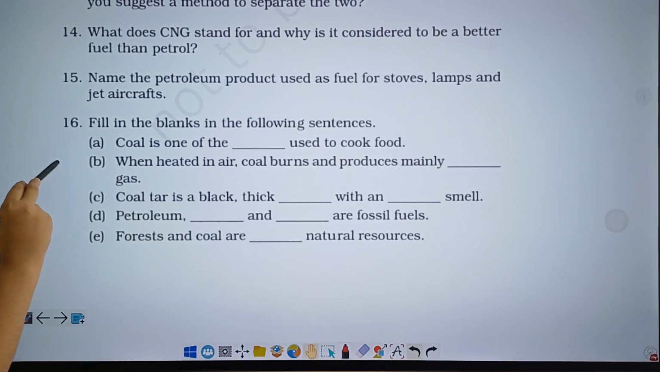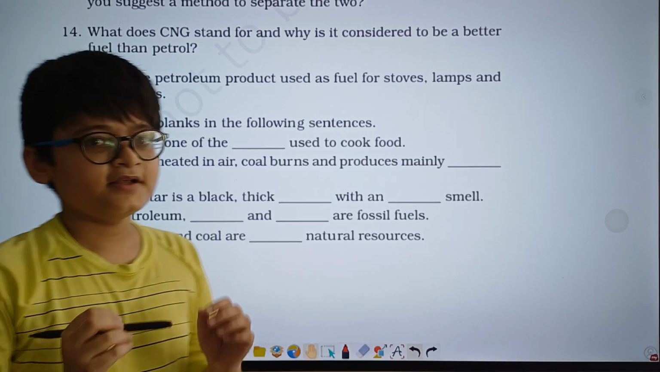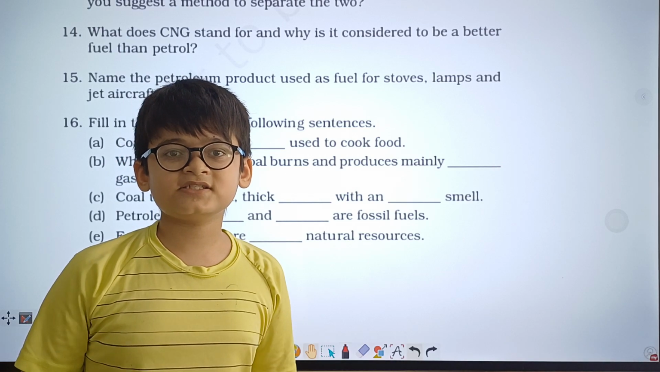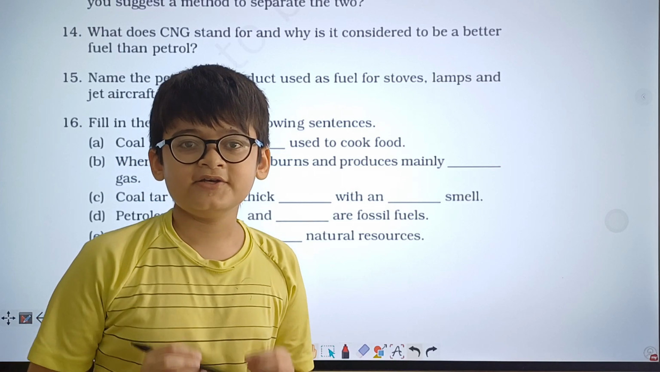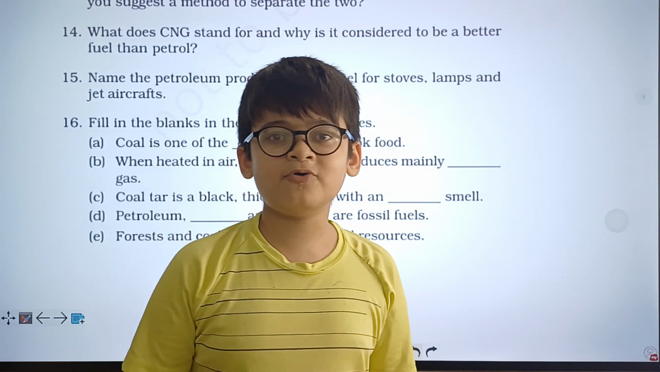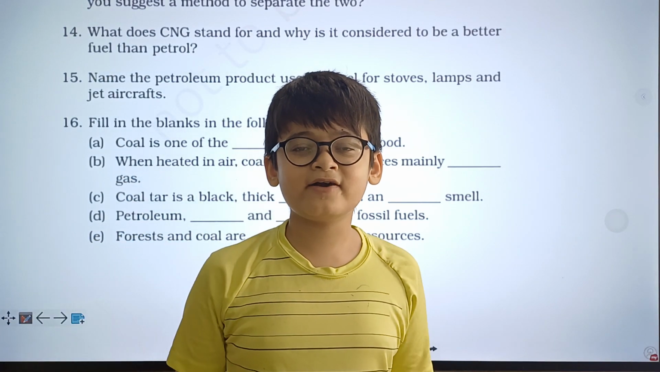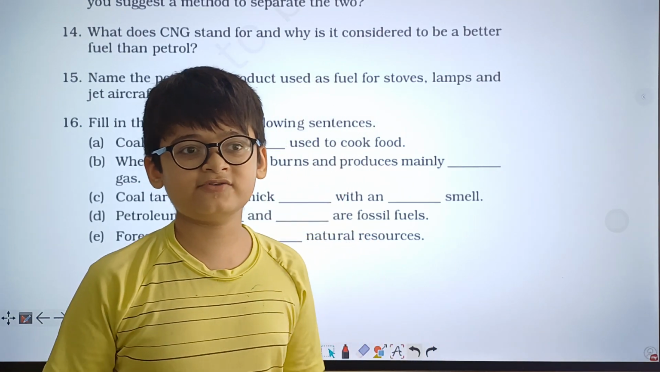What does CNG stand for and why is it considered to be better fuel than petrol? The answer for this is CNG stands for compressed natural gas. The reason why CNG is considered as a better fuel than petrol is because it does not produce any smoke while being burnt, hence not causing any pollution.